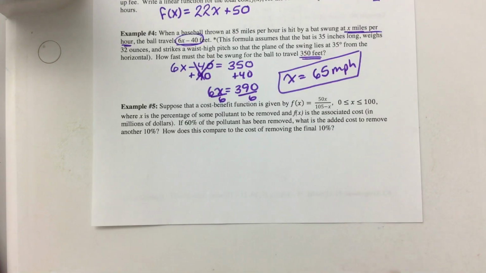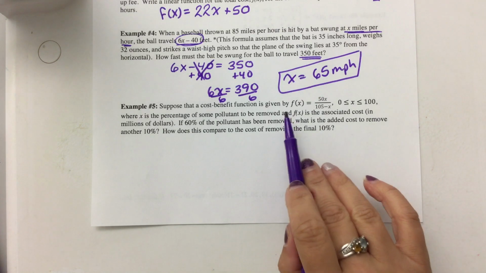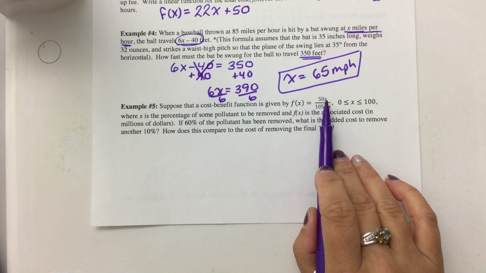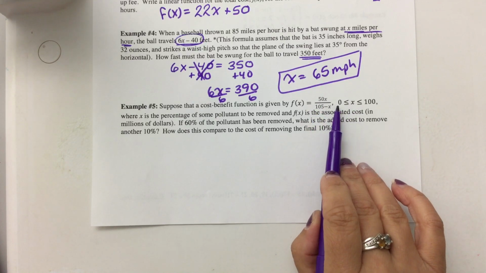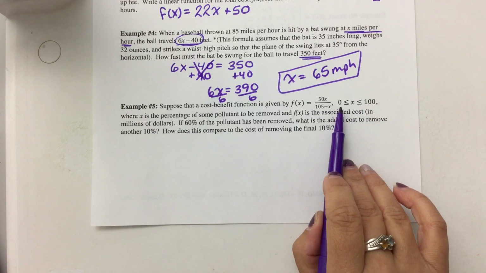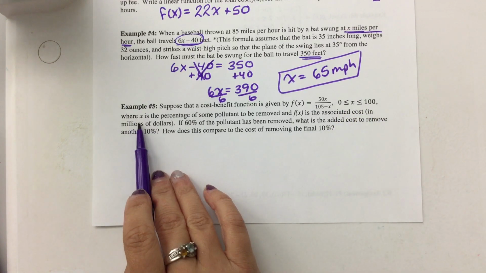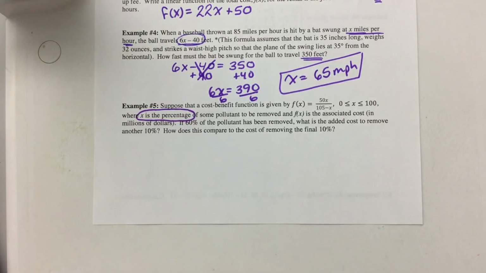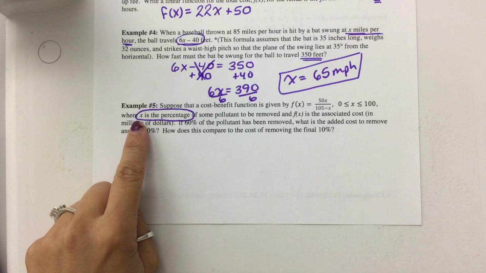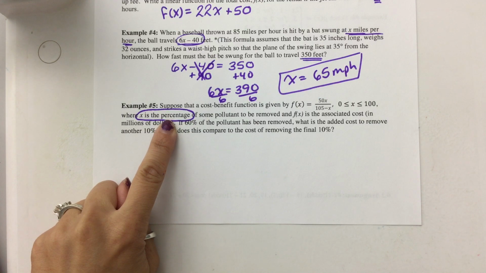Okay, here's another problem. Suppose that a cost-benefit function is given by f of x equals 50 times x over 105 minus x, and x can be anything in between 0 and 100, including that 0 and 100, where x is the percentage. Now here's one of the odd times in mathematics where you will not change your percent in a problem to a decimal. The reason why is because they defined x as the percentage. So you leave it as it is, okay?